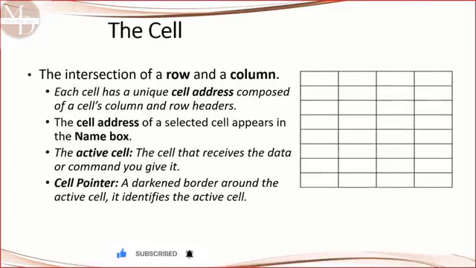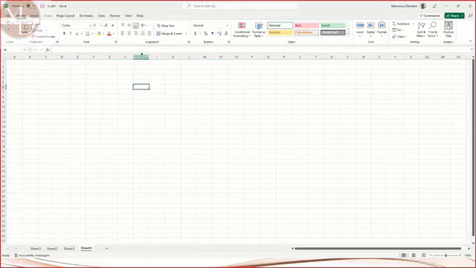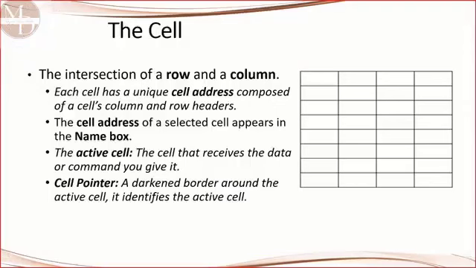Now, a cell. If you look at the right hand, I already did a demo of a cell here. The intersection of a row and column gives you a particular cell. Each cell has a unique cell address composed of the cell's column and row header. Now, this is a column header. This is a row header. To know the address of a particular cell, you combine the column header and the row header, and you get it in the name box, as you can see here.